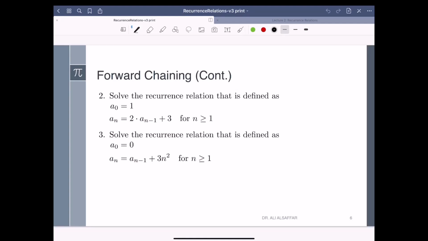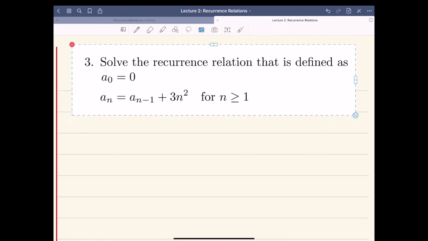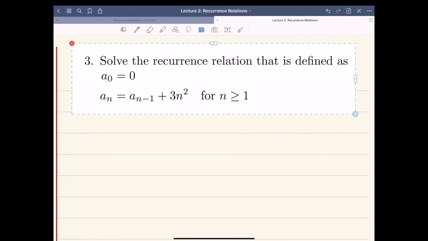Now we will solve the last question in this method. By looking closely at the recurrence relation, it says a_n: you take the previous value a_(n-1) and add 3n squared. So for a1, if n is 1, remember that you substitute 1 for n, so it will be 3 times 1 square. For a2, it will be 3 times 2 square. For a3, 3 multiplied by 3 square.